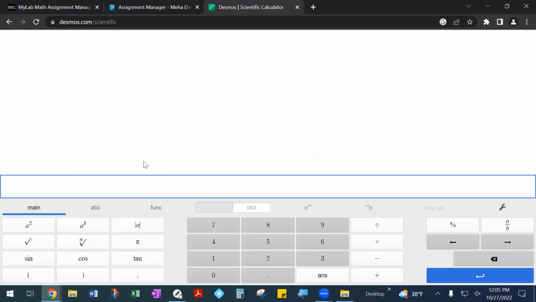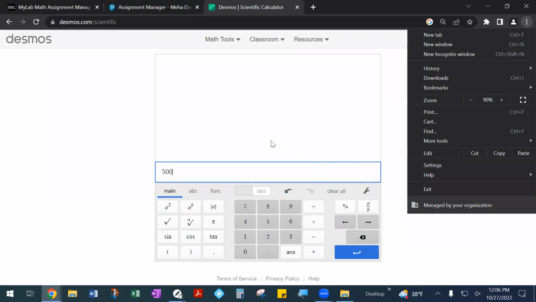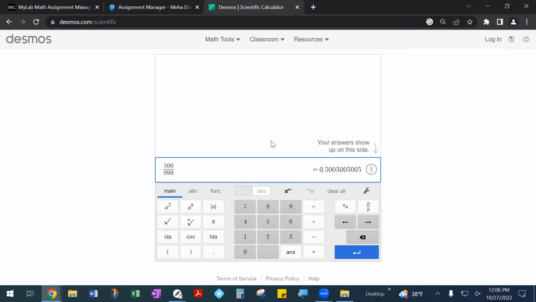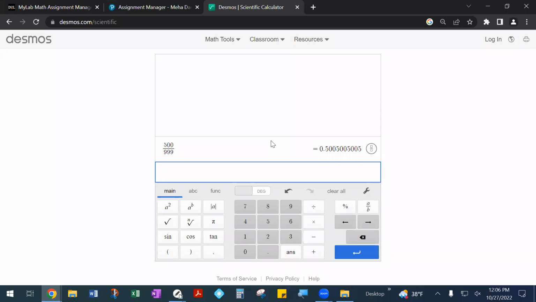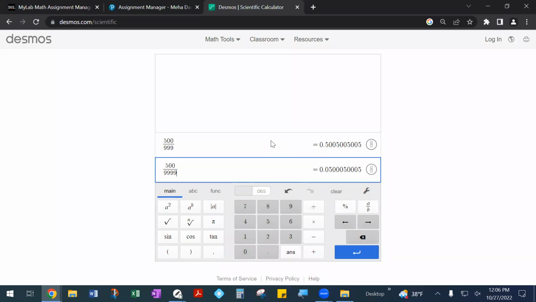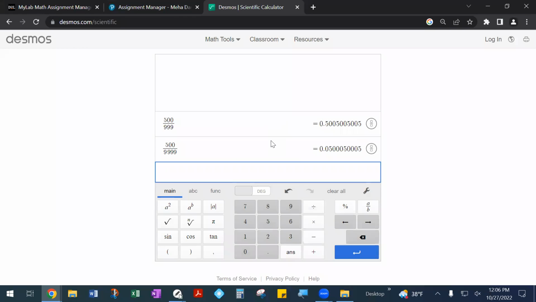Okay, let's see what this guy tells us. So we've got 500. There we go, a little bit better. So 500 divided by 999, you can see it's just a little over 0.5, right? So it's slightly larger than 0.5. Okay. 500 divided by four of them 9s. You can see it became a decimal smaller, right? So 0.05.